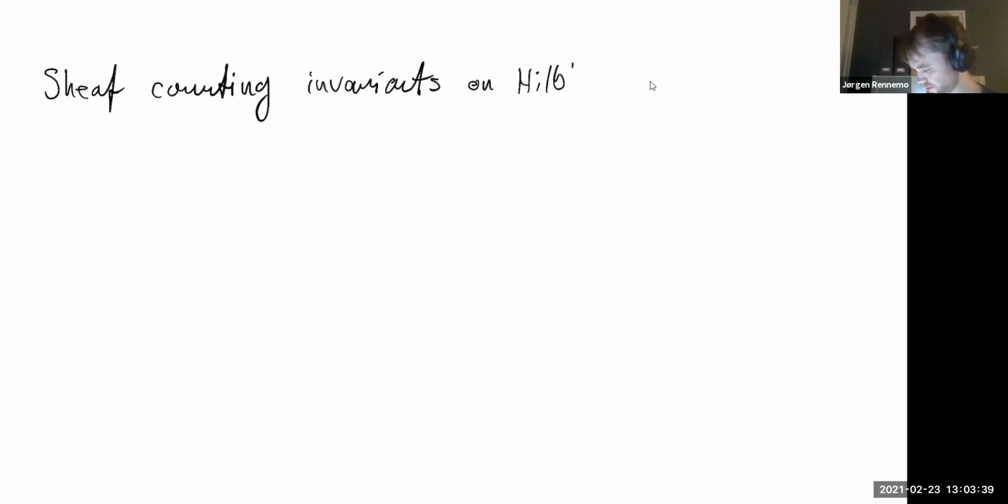So let's see if I remember the title. Okay, so I said the title was originally Quot, where we've decided to downgrade to a Hilbert scheme. So sheaf counting invariance on Hilbert schemes of C4, and it's good to remind you, this is still joint with Martin Cool.